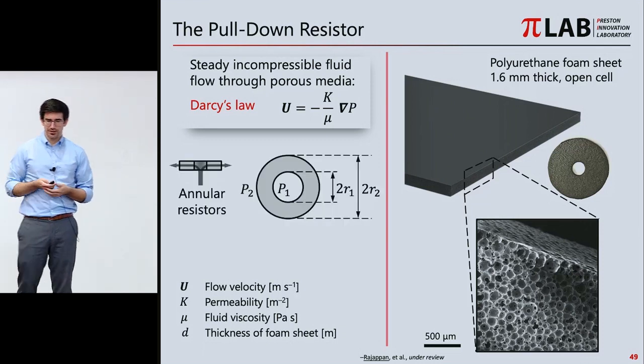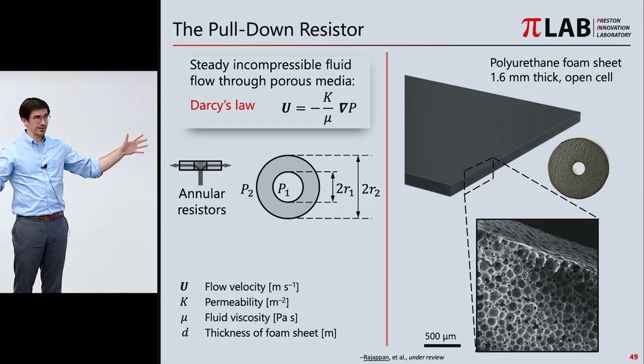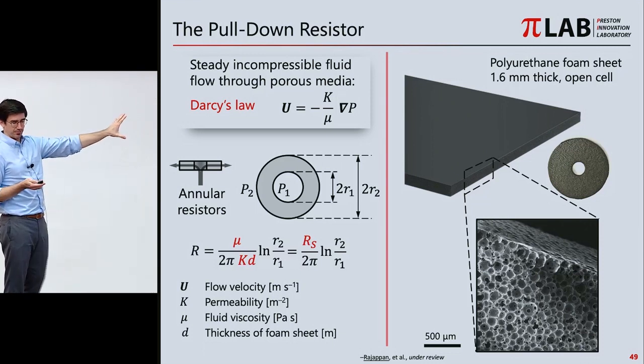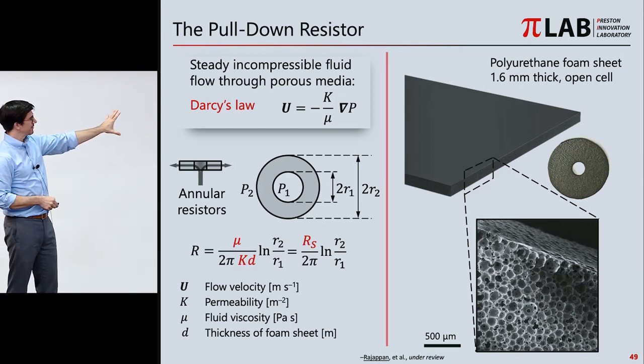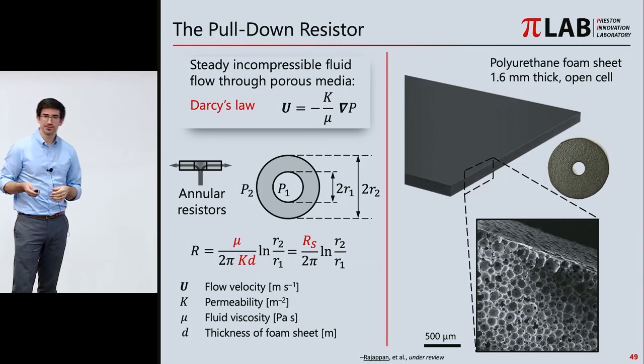We did that, and we chose, in our case, to use annular resistors for the reproducibility. We can flow from the inside to the outside or from the outside to the inside. And if we solve for the fluidic resistance, we get something that looks like this, where we have some geometry here and also a couple of terms that we can combine to get what we would call a sheet resistance, right? Just like in electrical systems.